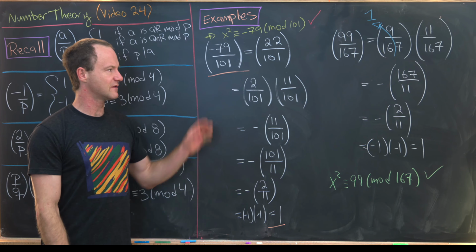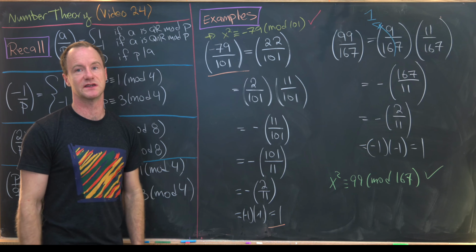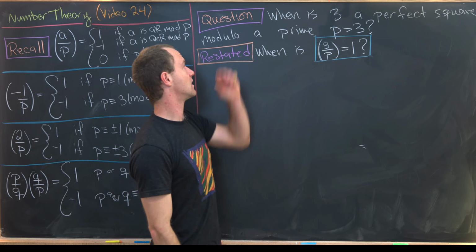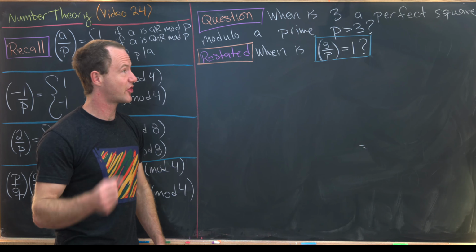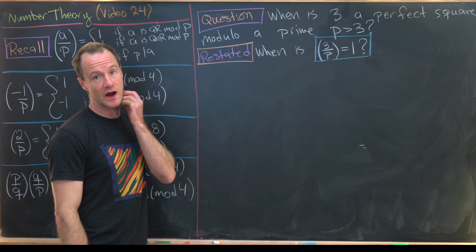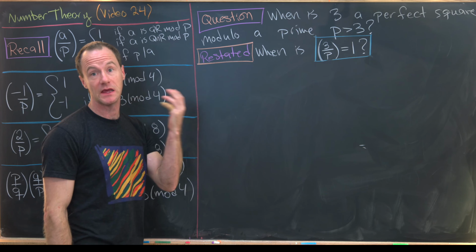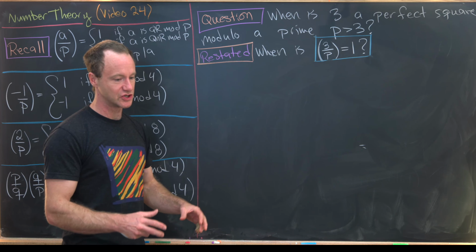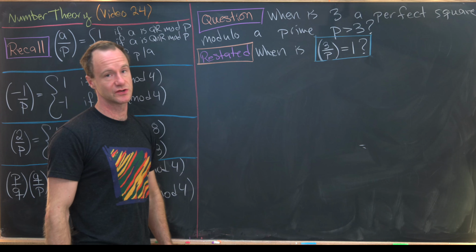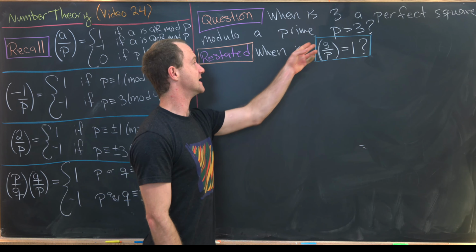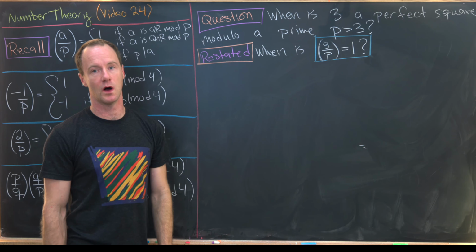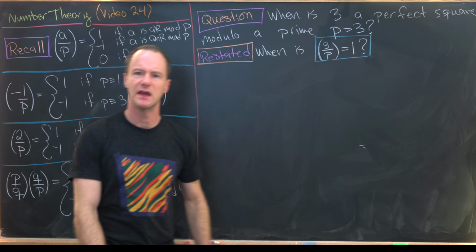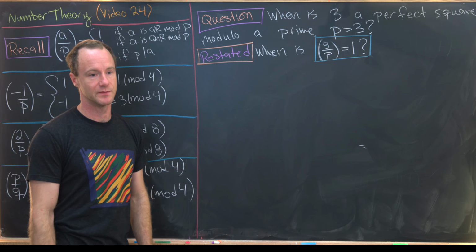Okay, let's get rid of this and then we'll do some more interesting examples. Now we're going to look at a more interesting example. So we'll answer the following question. When is 3 a perfect square modulo a prime p, which is bigger than 3? Or restated in the language of quadratic residues and the Legendre symbol, when is 3 by p equal to 1? Notice that means that 3 would be a quadratic residue mod p, in other words, a perfect square mod p.